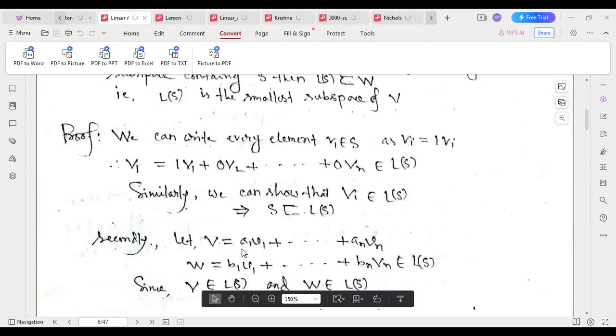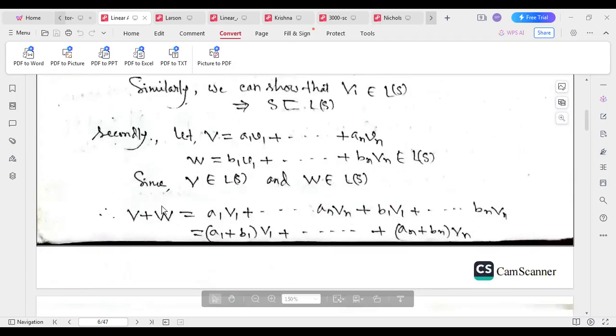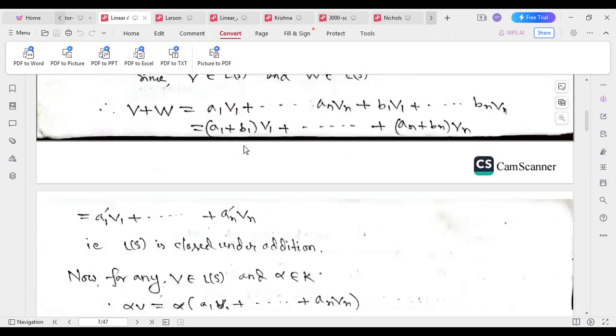Secondly, let u be written as the linear combination a1 b1 plus a2 b2 plus up to an bn, and w as a1 dash b1 plus up to an dash bn, both belonging to L(S). Since u belongs to L(S) and w also belongs to L(S), by the closure law, u plus w can be written as a1 plus a1 dash times b1, a2 plus a2 dash times b2, in this way up to an plus an dash times bn. This is also a linear combination of the vectors b1, b2, up to bn. So L(S) is closed under addition.